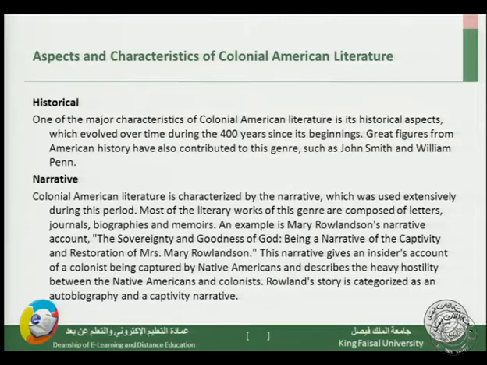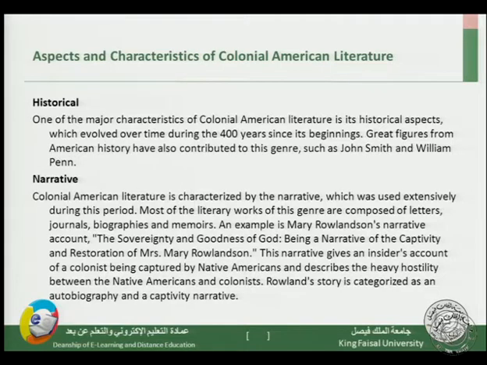So one of the major characteristics of colonial American literature is its historical aspects, or historical characteristics, which evolved and developed over time during the 400 years since its beginning. And great writers of that period, with historical aspect clear in their writing, contributed to this genre, such as Smith and William Penn.